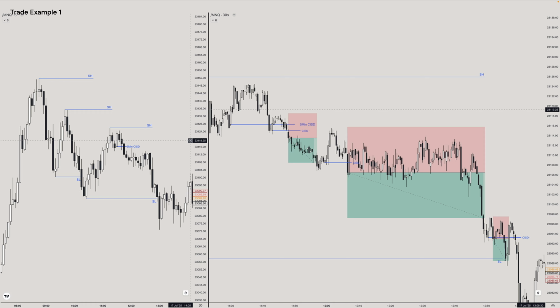The only rules you will need for this strategy are the rules that I'm giving you right now. So the only thing you look for on the 30 seconds chart is, do you have a confirmed CISD, yes or no? If it's a yes, you know exactly where to enter, you know exactly where to put your stop loss, you know exactly where to put your take profit. It is literally as simple as that.